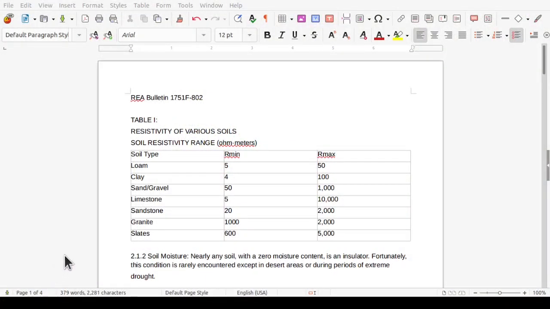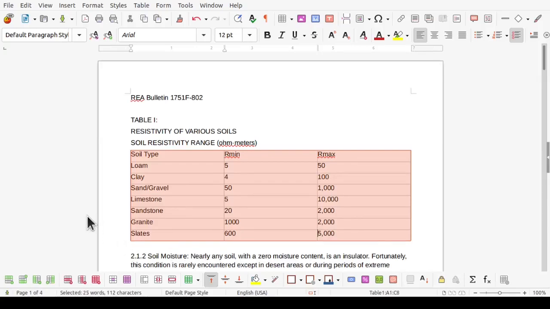Here we go. In my notes, we have this, again, REA Bulletin 1751F-802. This is from the Department of Agriculture. So they know their dirt. Here we visit all of the minimum and maximum resistance ranges. This is why I said this 100 ohms was a dicey choice, because for any particular soil type, the ranges are monumental.